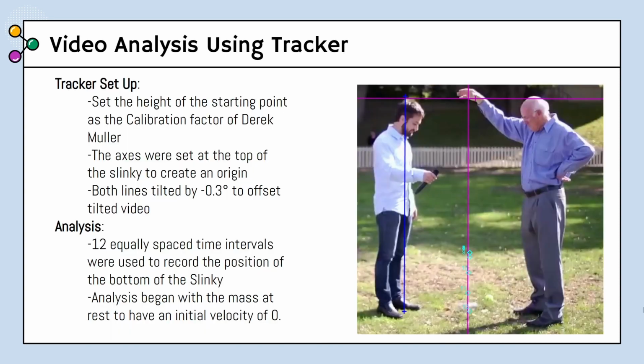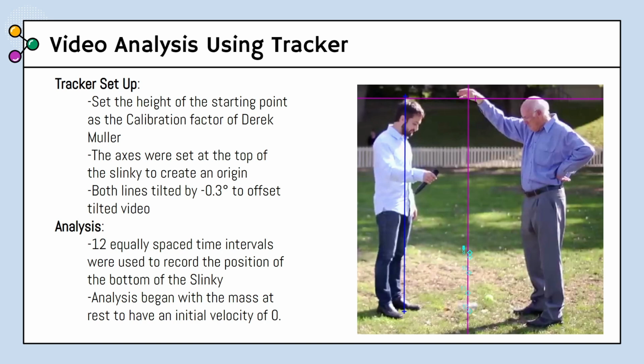This is my video analysis using Tracker. First, I set the height of the starting point as the calibration factor, the man Derek Miller. The axes were set at the top of the slinky to create an origin. I will take note that both lines were tilted by negative 0.3 degrees to offset the video being at a slight tilt. Based on our analysis, I recorded 12 equally spaced time intervals, and those were used to record the position of the bottom portion of the slinky.